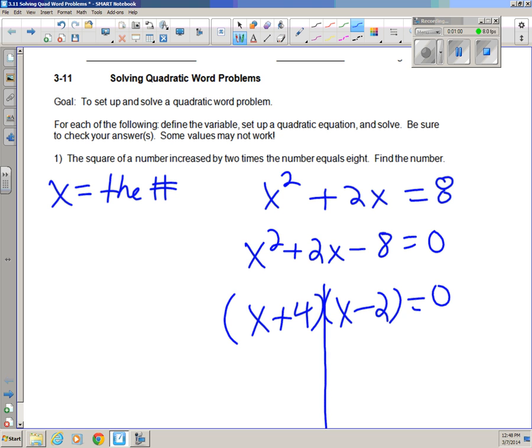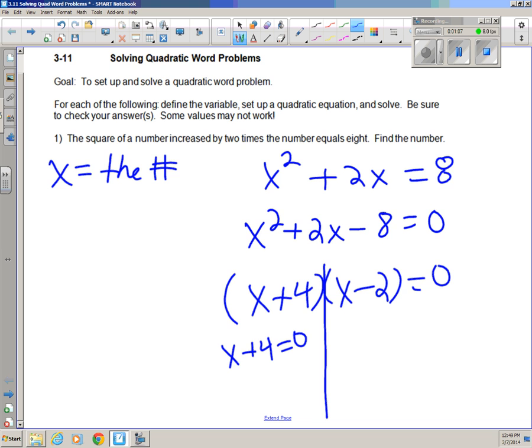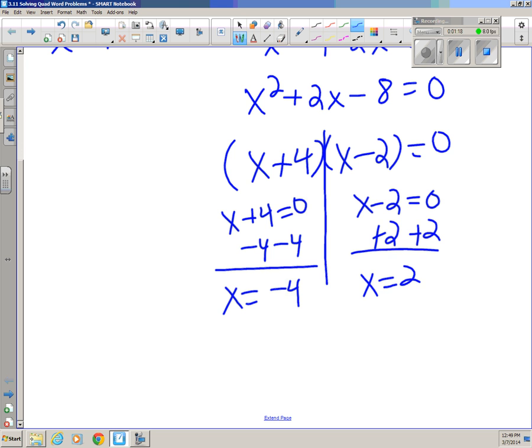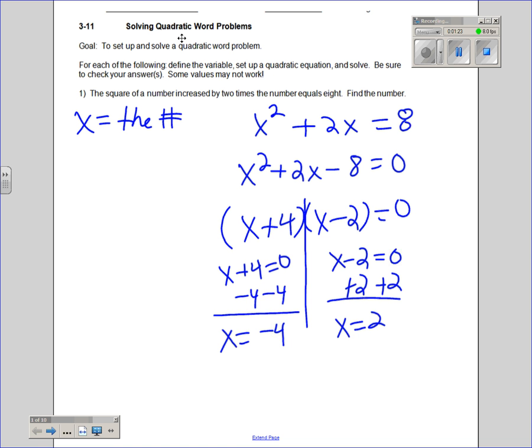When I drop my walls and take my first factor, x plus 4 equal to 0, and solve it, I subtract 4, and x equals negative 4. When I take the second factor, set it equal to 0, and solve for x, I get x equal to 2. So let's go back to the question. The square of a number increased by 2 times the number is equal to 8. Find the number. In this case, there are actually 2 numbers. The answers happen to be both negative 4 and positive 2.